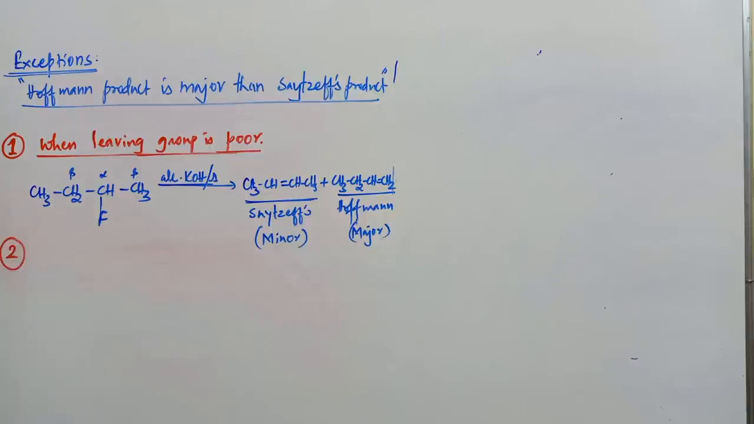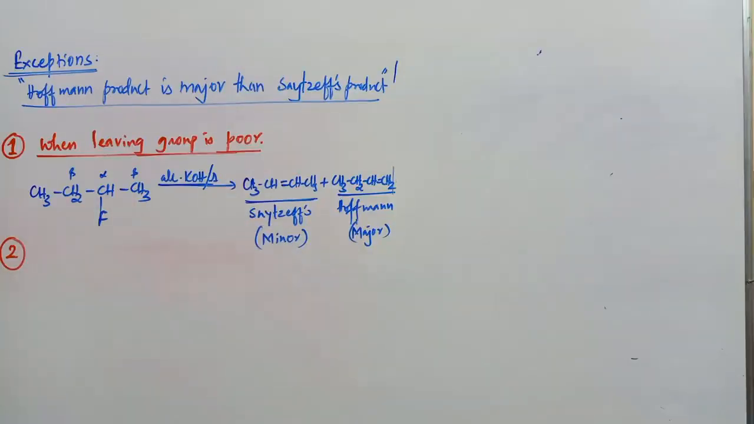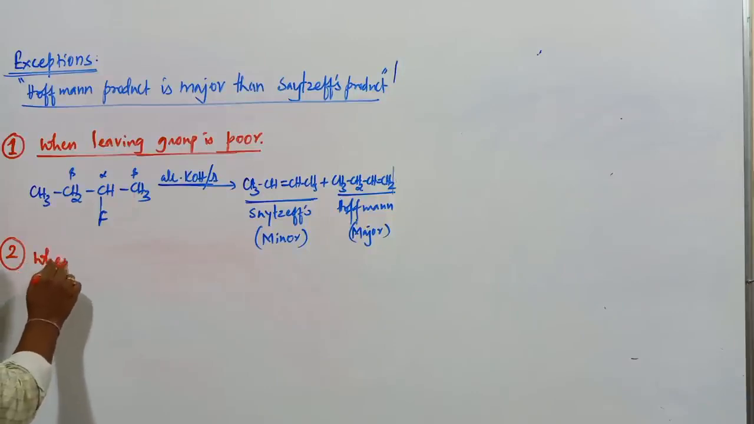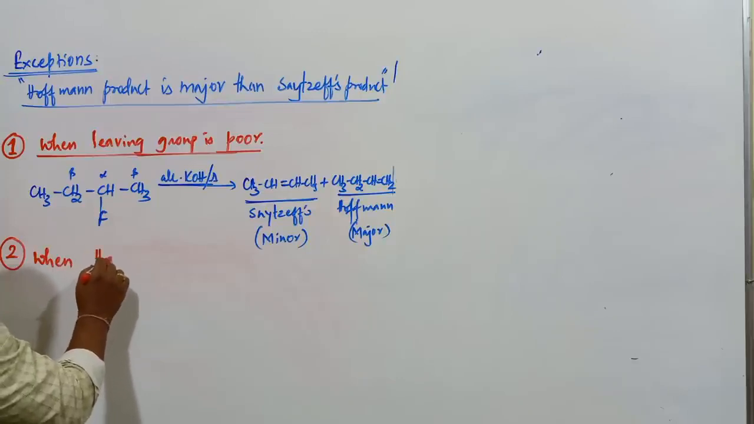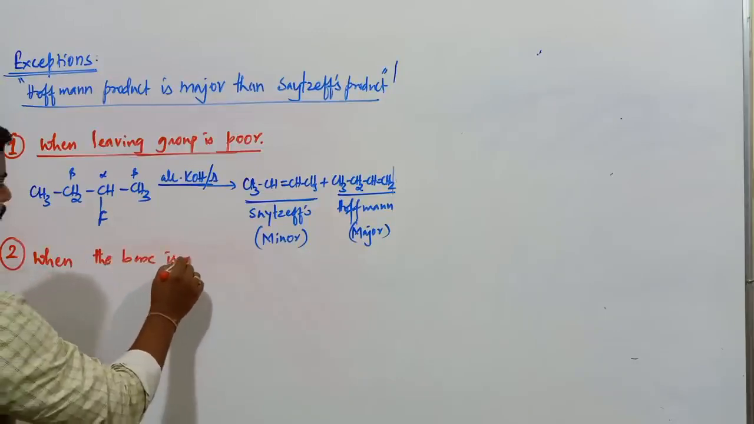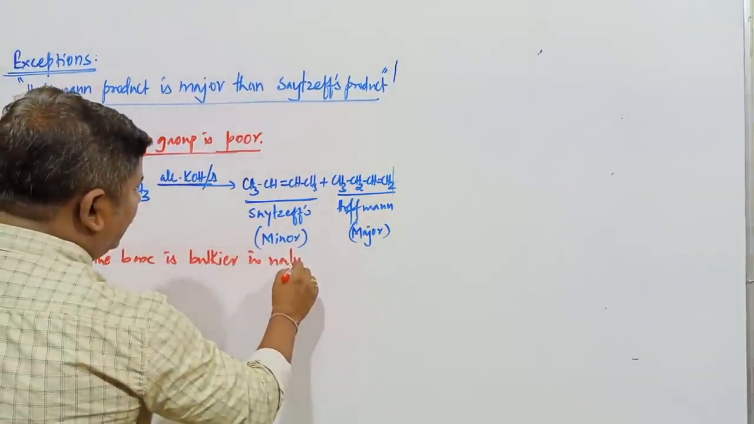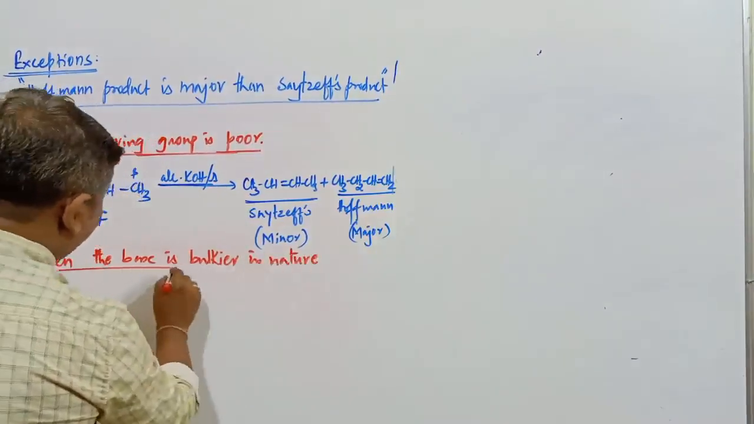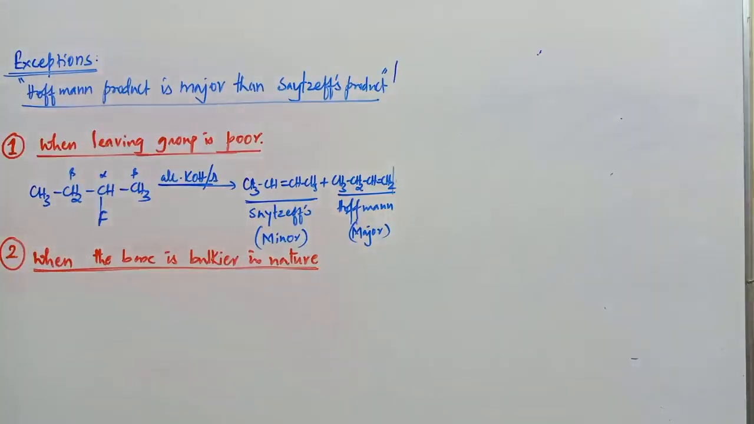Second condition: in the second case, the formation of Hofmann will be the major product and Saytzeff will be the minor product when the base, whatever base we are using, is bulkier in nature. If the base used in this elimination reaction is bulkier in nature, in that case the formation of Hofmann product is going to be major and Saytzeff product is going to be minor.